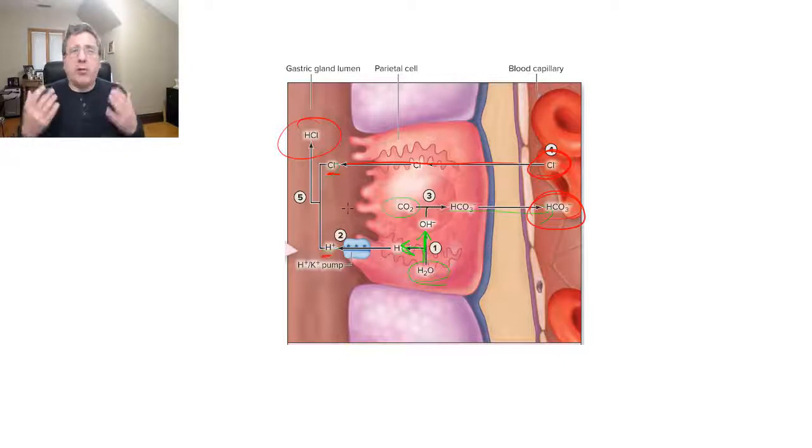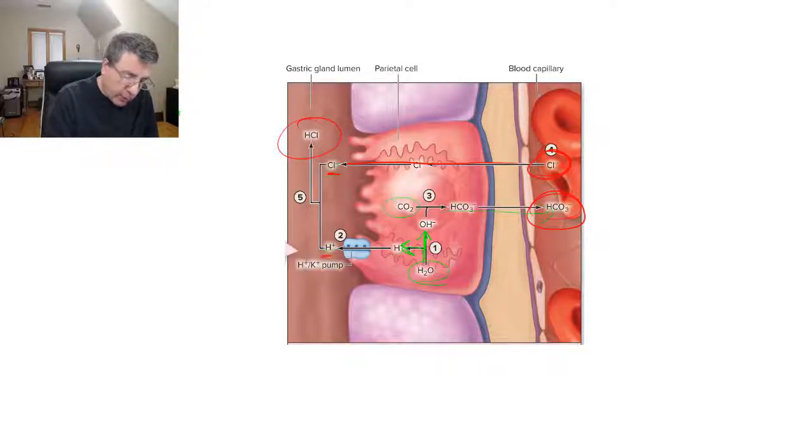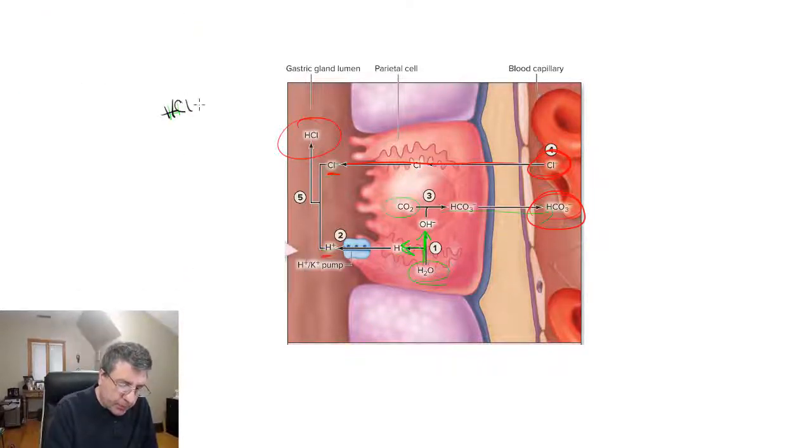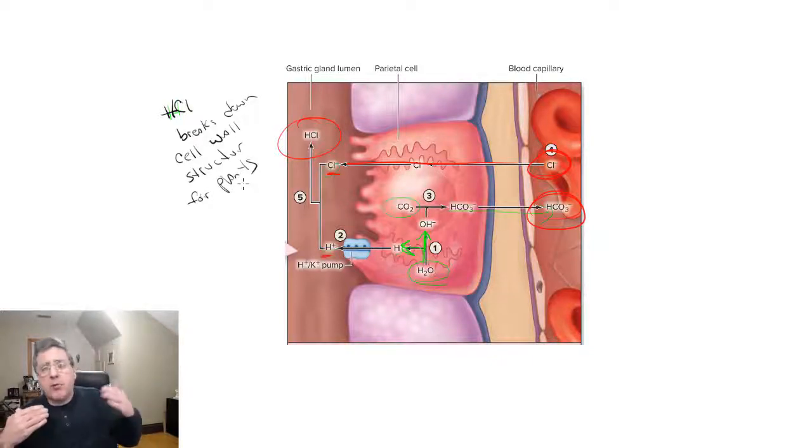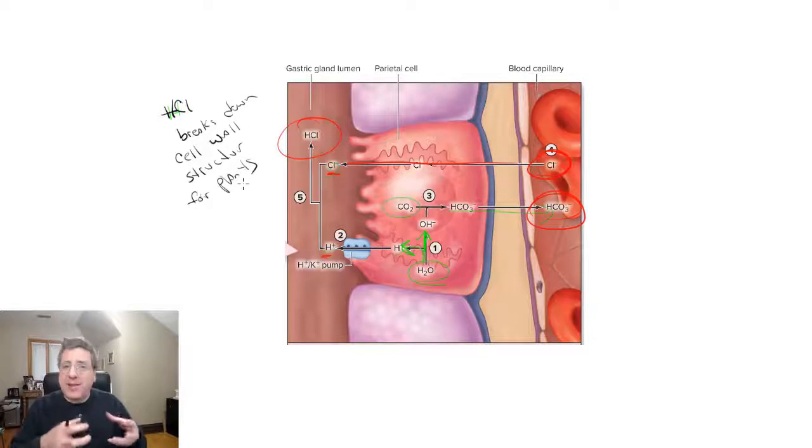Now, what does hydrochloric acid do? Hydrochloric acid basically breaks down the cell wall structure of, let's say, plants. So hydrochloric acid helps to break down that plant cell wall.